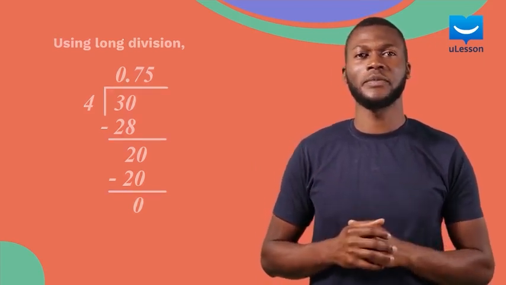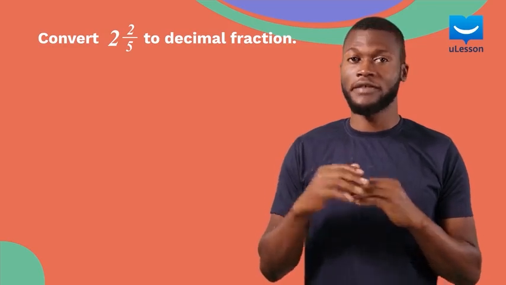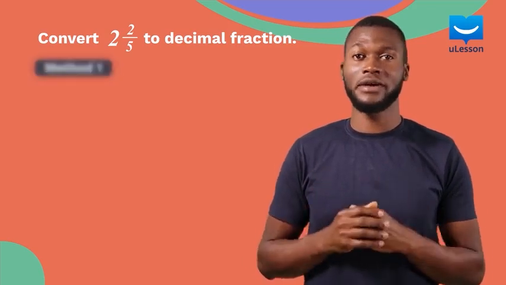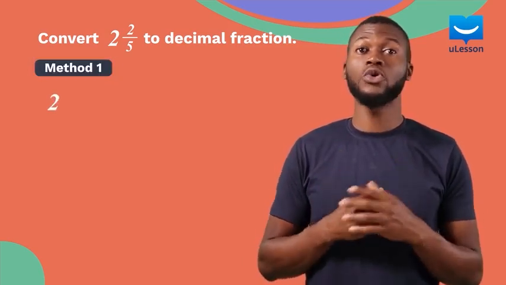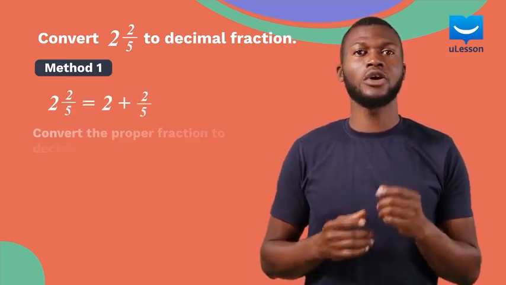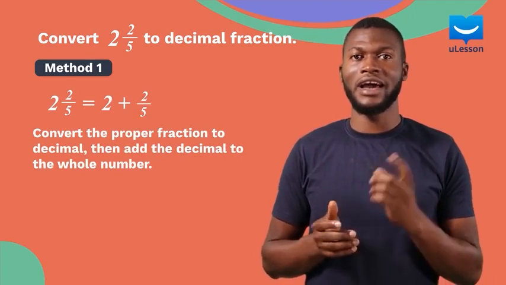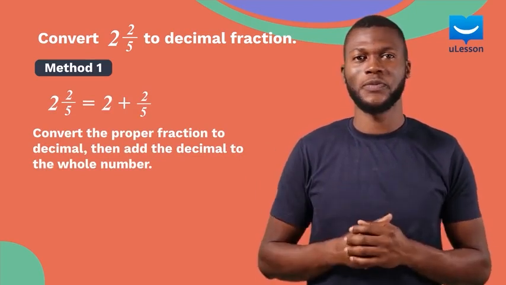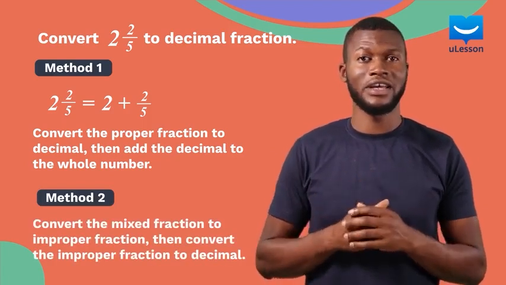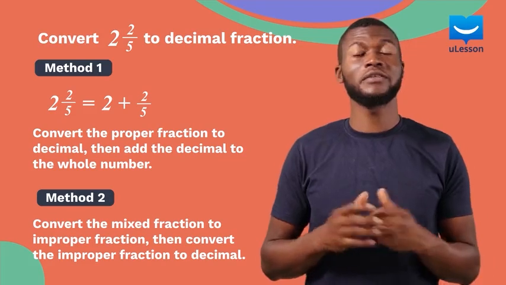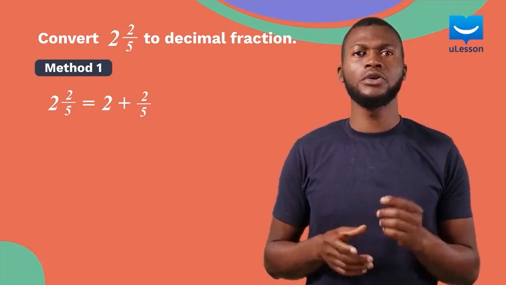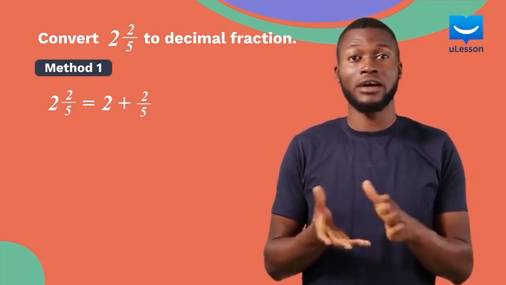Let us take another example. Convert two whole number, 2 over 5, to decimal fraction. We can go about this in two ways. The first method requires that we remember that 2 whole number, 2 over 5, is equal to 2 plus 2 over 5. So convert 2 over 5 to decimal fraction and add the decimal fraction back to 2. The other method is to first convert the mixed fraction to improper fraction and then convert the improper fraction to decimal fraction directly. To convert 2 over 5 to decimal, we use our long division method or a calculator.